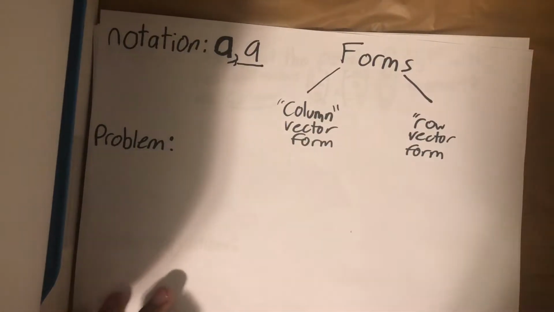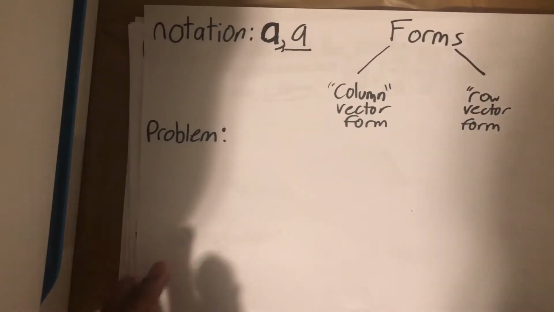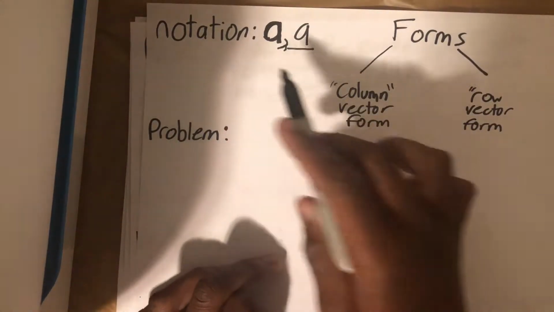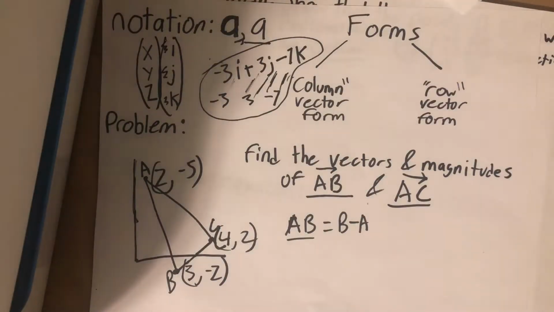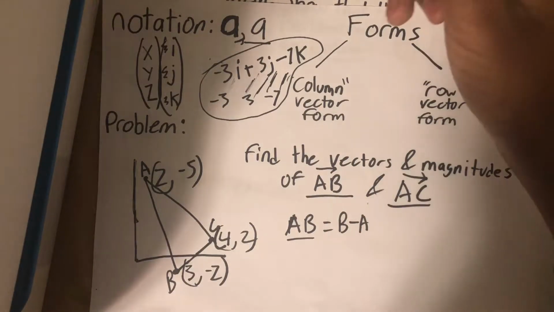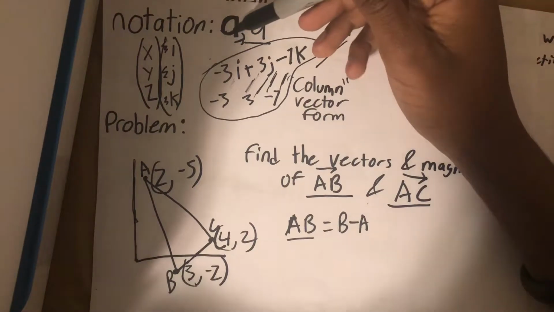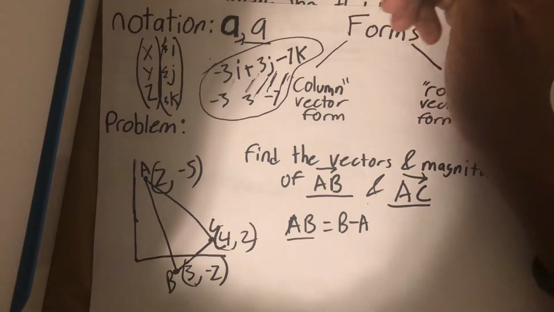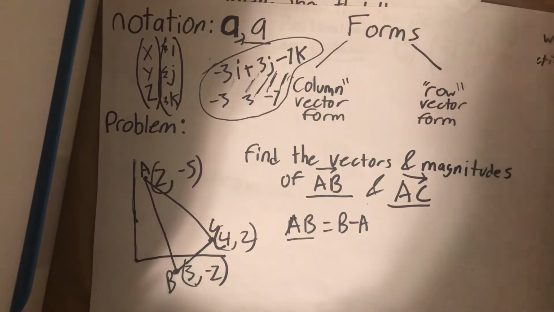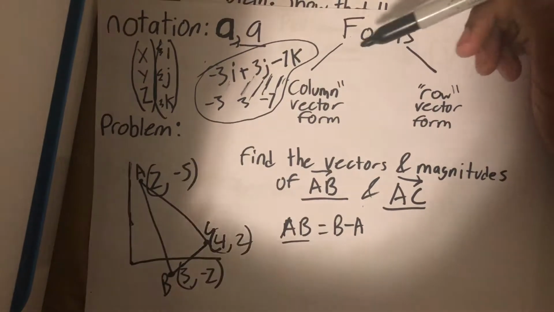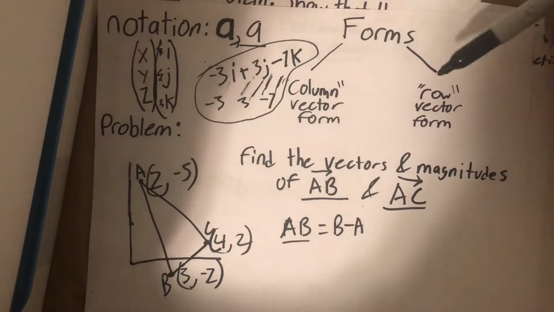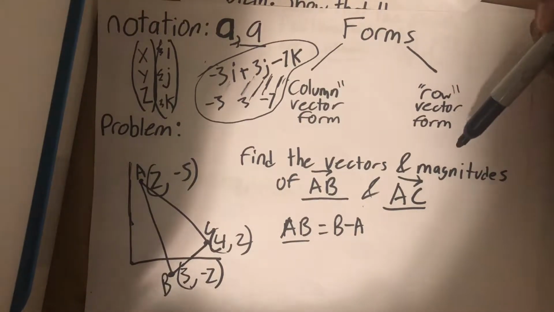So basically for a vector, the notation is either a bolded letter or a letter with a line underneath. So basically with the vector, we have 2 forms. We have the column vector form and the row vector form.